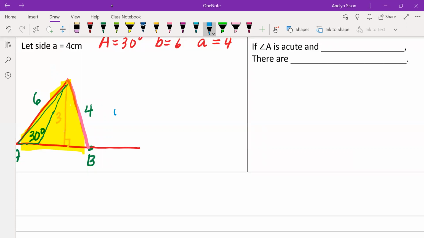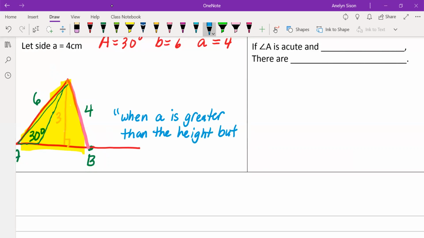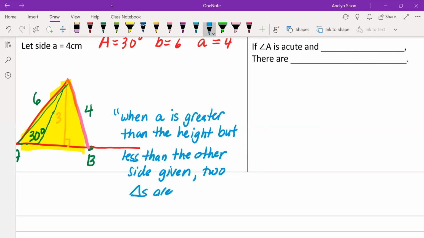So when a is greater than the height, but less than the other side given, you get two triangles are possible.